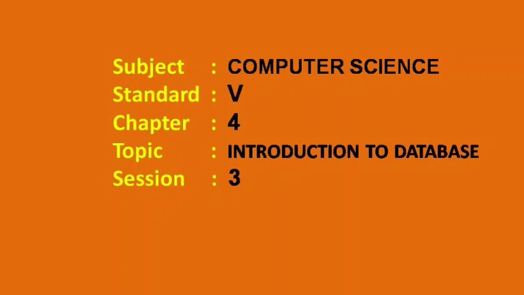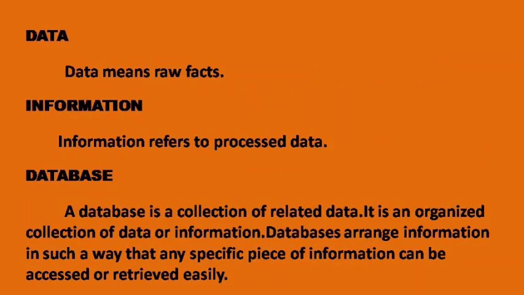Standard 5, chapter 4, topic Introduction to Database, session 3. Before we enter into this session, we want to know the meaning of data, information and database. We already know what is meant by data. Data means the raw facts. Information refers to processed data. The processed data is called information.